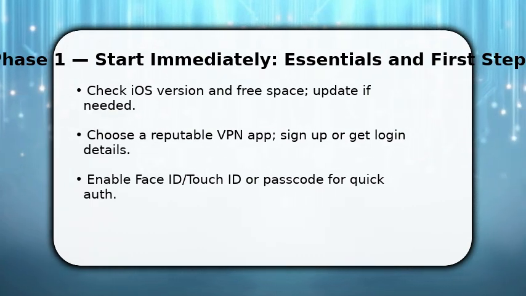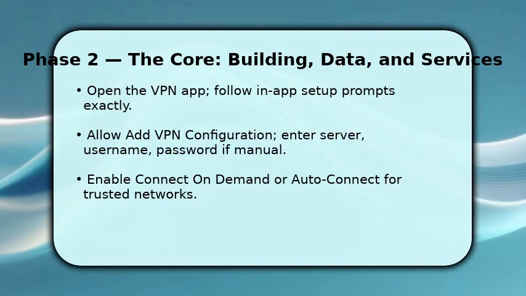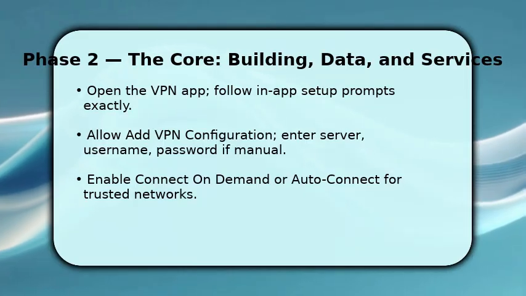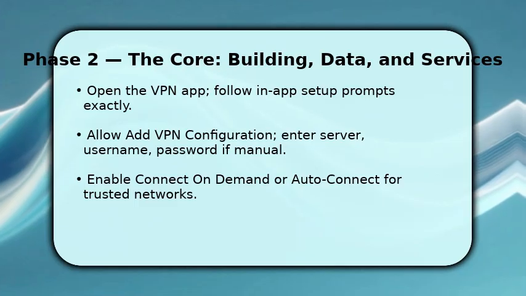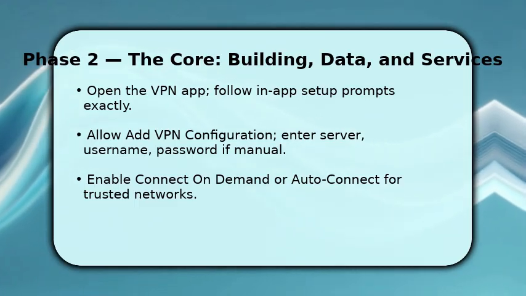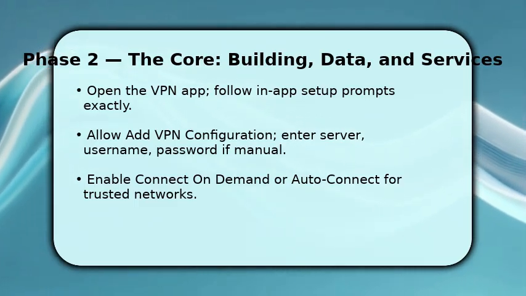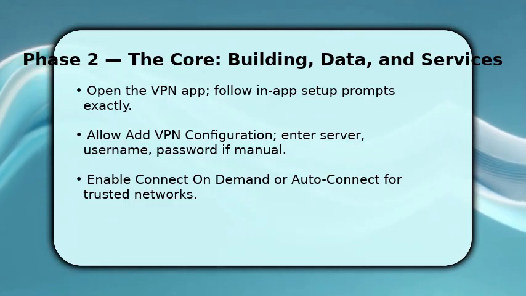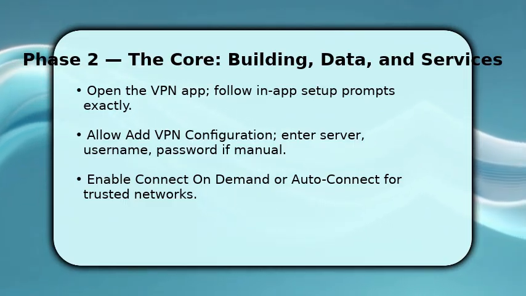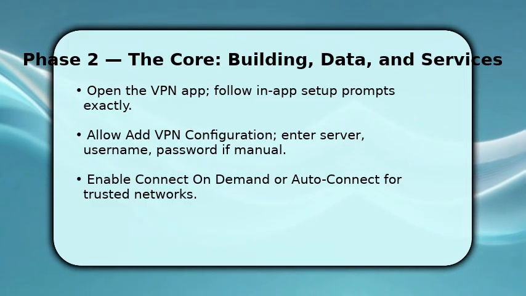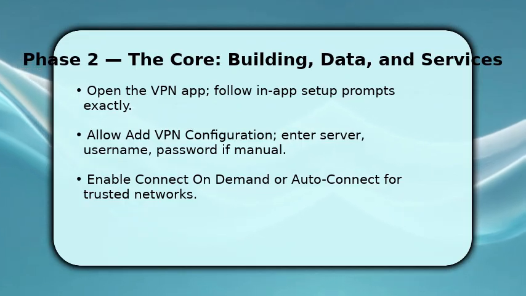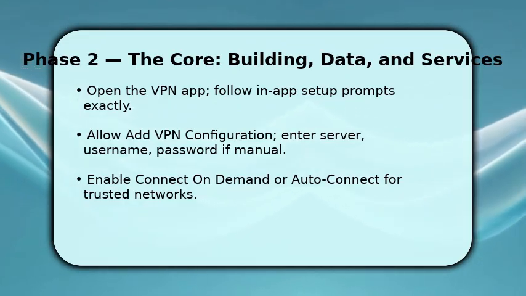You now configure the VPN profile. Open the app and follow its setup wizard because it automates certificate and profile installation. If you choose manual setup, go to Settings, General, VPN and Device Management and add the server, username, and password the provider gave you. Once configured, enable Connect on Demand or Auto Connect so the VPN activates on untrusted Wi-Fi. This ensures consistent protection without repeated manual steps, which saves time.